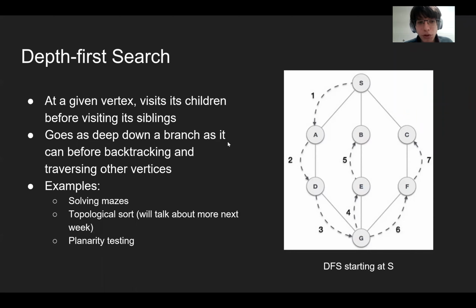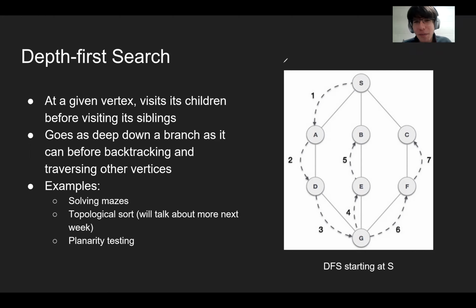Examples of when to use these would be solving mazes, topological sort, which we'll talk about next week, and planarity testing. I think it's for planes. I'm not entirely sure. But the main thing I usually think of when I think of depth first search is solving a maze.